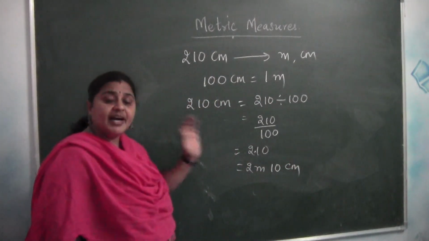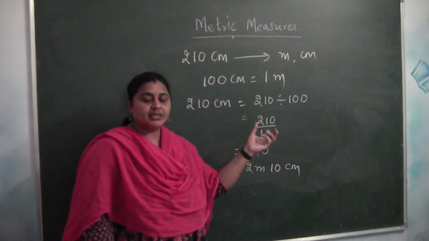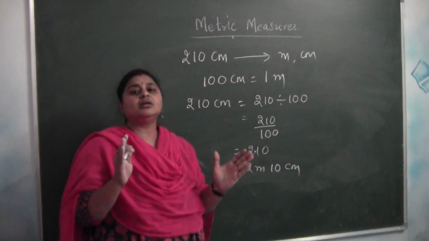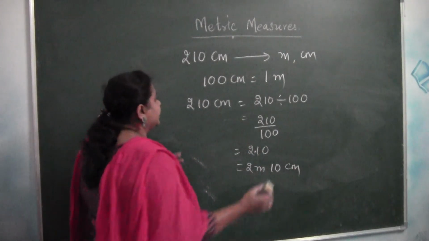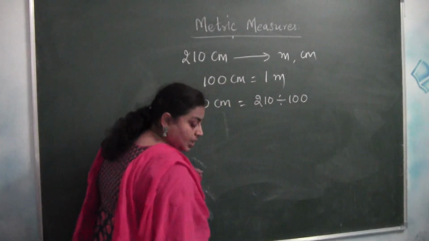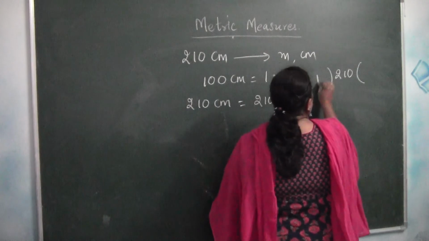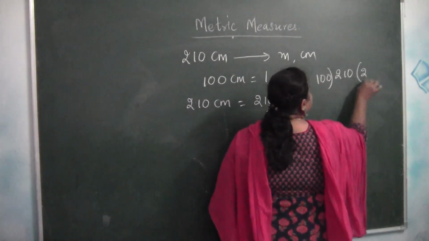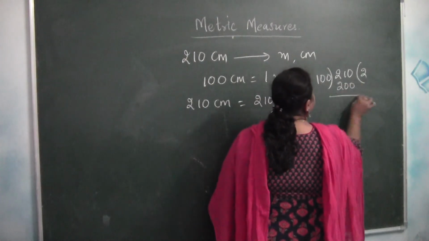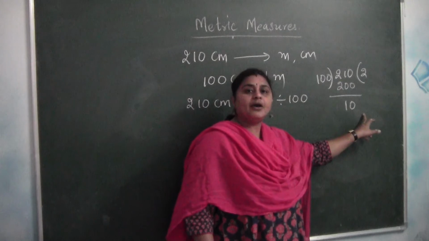This is one procedure using decimals. I will explain you the other method. See, whichever method you are comfortable with. Alright, now let us see the other method. When we are dividing 210 by 100, 100 twos are 200. And what is the remainder we got? 10. Do we have any other number to drop down?